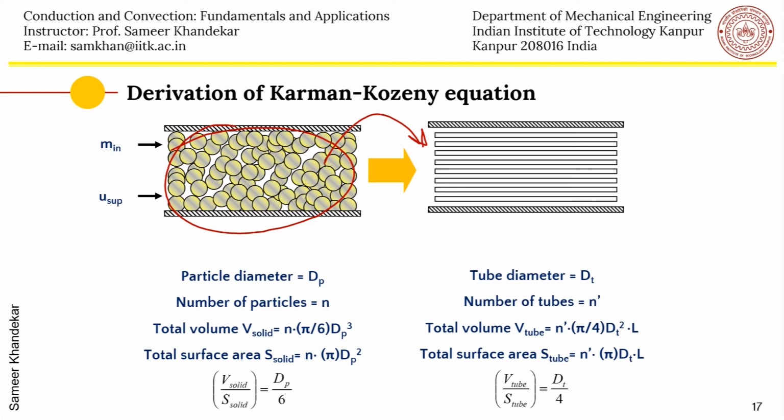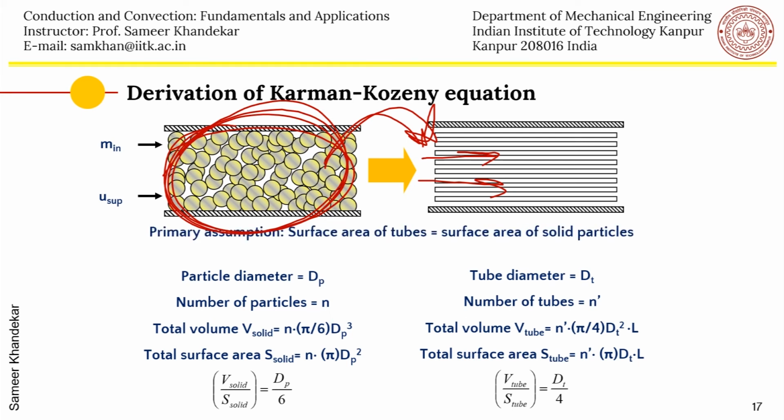So what we essentially do is we make an assumption that the surface area of the tubes is equal to the surface area of the solid particles used in the porous media. I will not go through each and every equation, but you can see that if you know the particle diameter and the number of particles, the total volume can be calculated, and the total surface area can be calculated. Here, the volume of solid divided by the surface area of the solid, and here the volume of the tube divided by its surface area. So you are analyzing this by making an assumption that the surface area of the tubes is equal to the surface area of the solid particles.